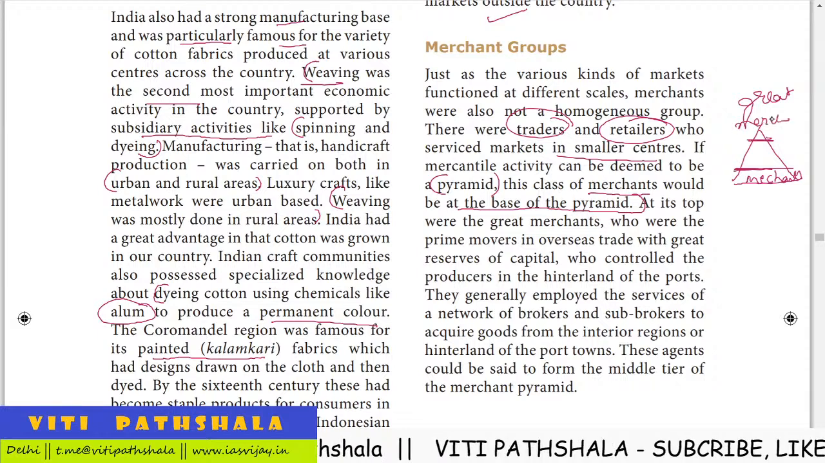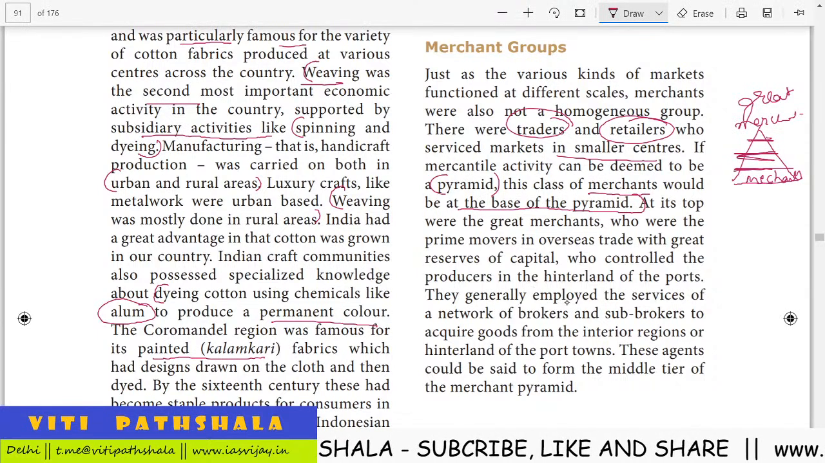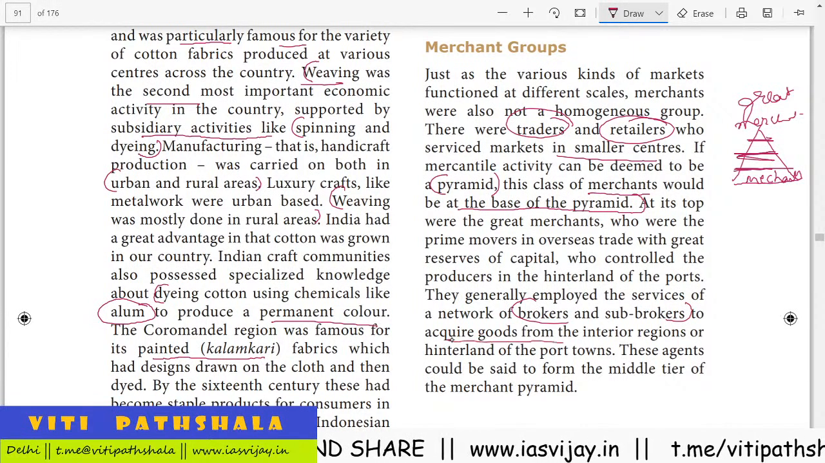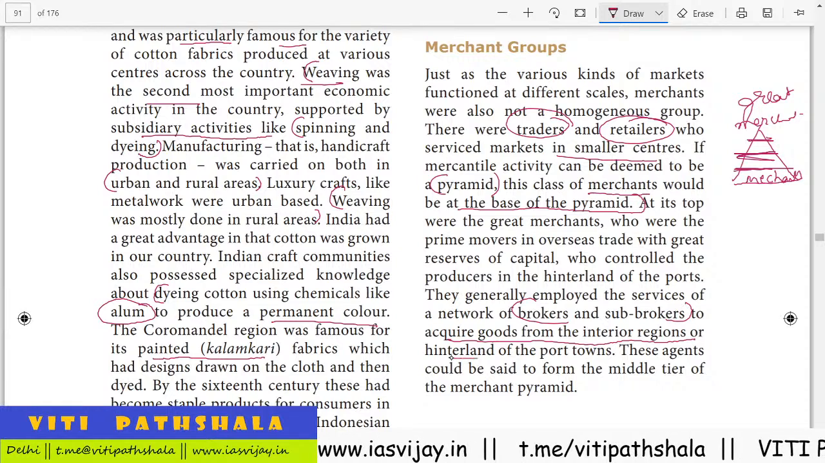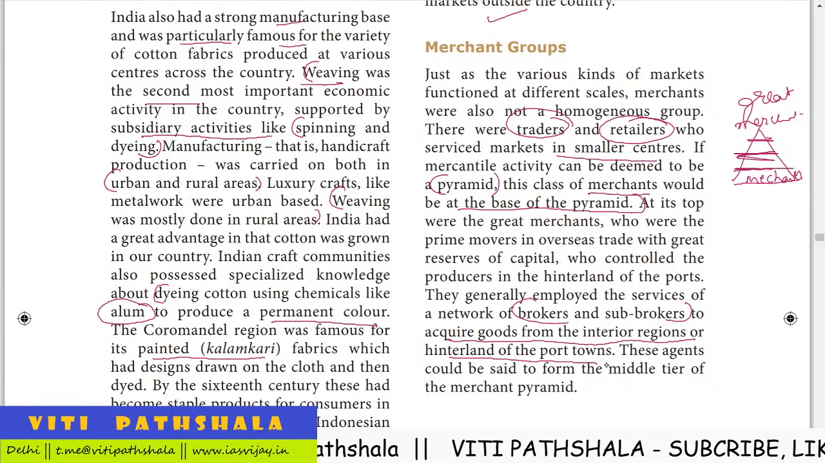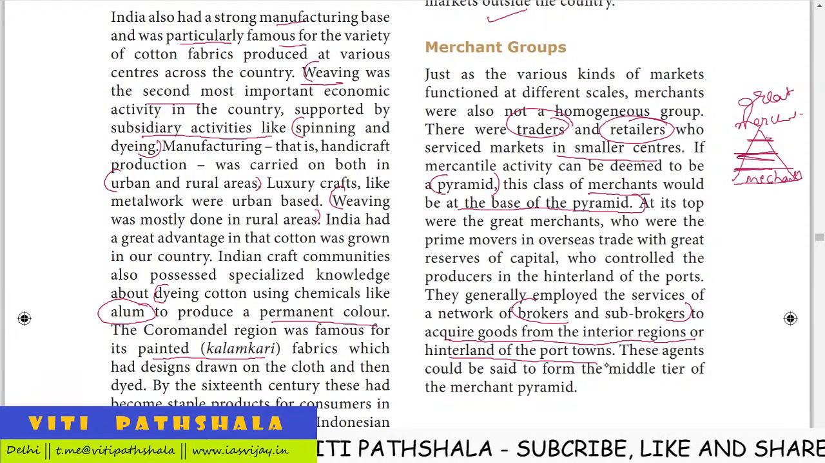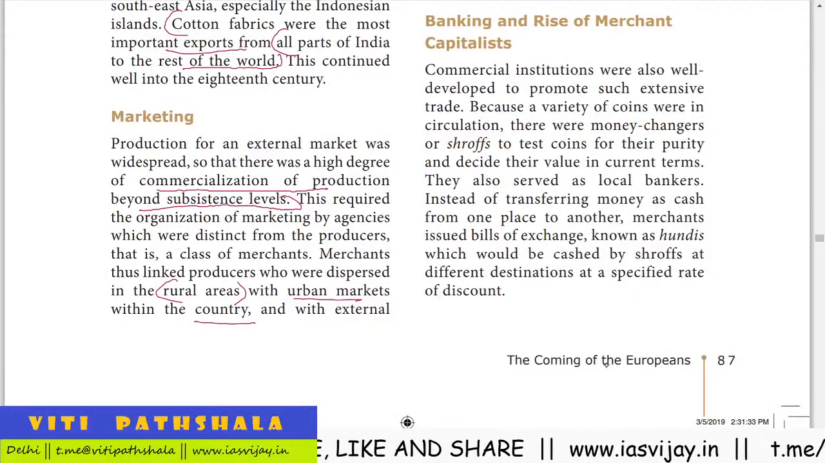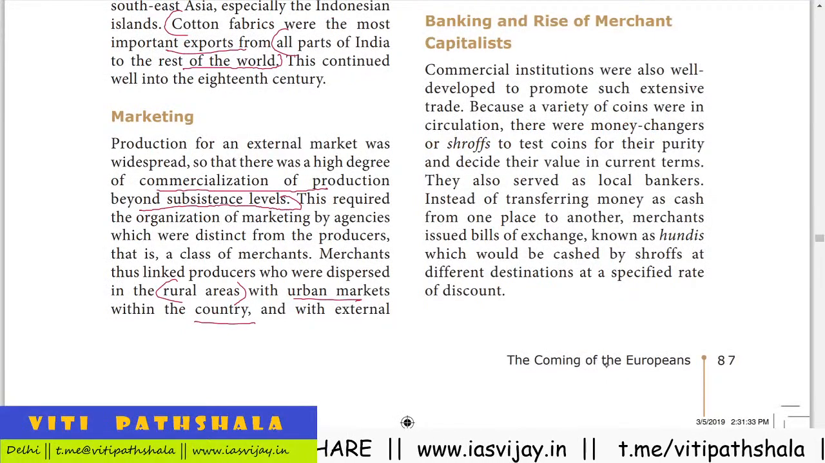and in between there were the brokers and the sub brokers to acquire the goods from the interior regions or the hinterland of the port town. The agents could be said to be the middle tier of the merchant pyramid. The banking and the rise of the merchant capitalist.